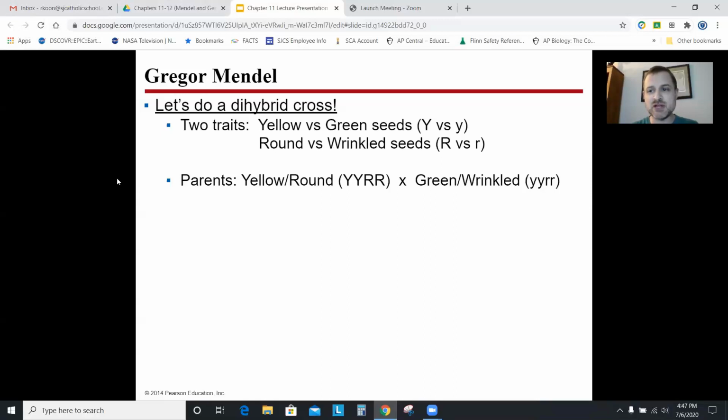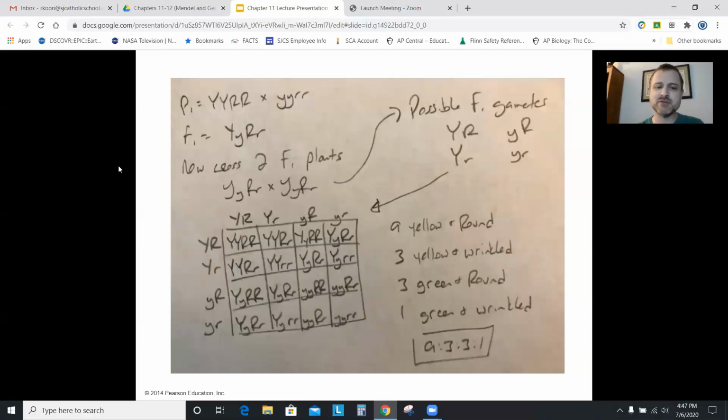Okay, so this is my chicken scratch of doing the problem. So let's just go through this. So here's what the parents are, right? This is just from the previous slide. Predicting the F1s is easy because each parent gives one Y and one R. So this parent can only give a big Y. This parent can only give a little y. So it's big Y, little y. Same with the R's. So with these two parents, the only kind of F1 they can produce would be big Y, little y, big R, little r, which would look like a yellow round seed, right? So the F1s are easy, all right?